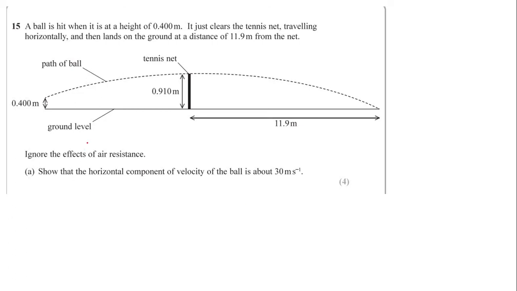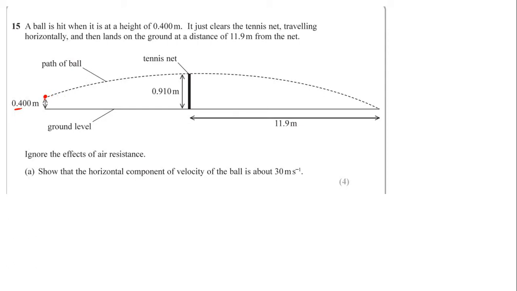Question 15. A ball is hit when it is at a height of 0.4 meter. It just clears the tennis net traveling horizontally and then lands on the ground at a distance of 11.9 meter from the net. So this is the typical diagram for a projectile motion, but the projectile is not fired or thrown from the ground. It is hit above the ground. So 0.4 meters initial height. From this position, the ball is hit, or you can say the projectile.